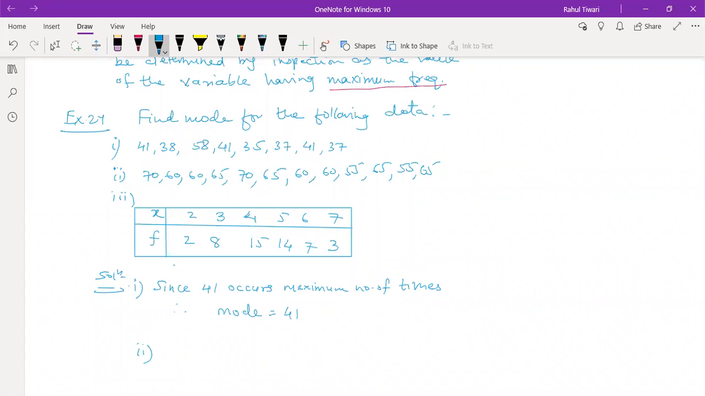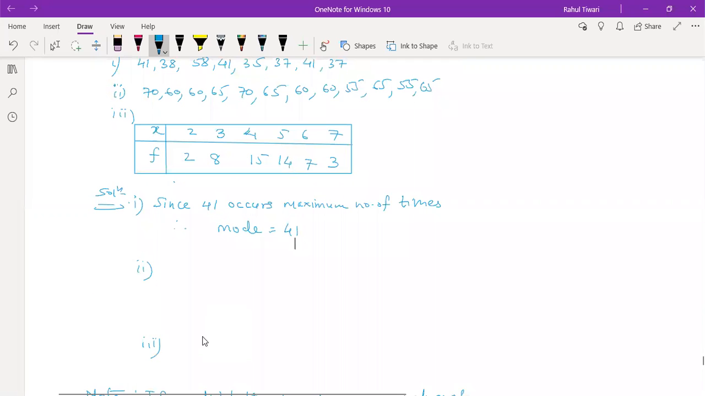Just look at problem number 2. What could be the mode? Can anyone tell me? 65. Yes, 60. 60 and 65. If you look at it, 70 is repeated 2 times. That's okay. 60: 1, 2, 3, 4. 60 and 65, sir. So 60 plus 65 by 2?